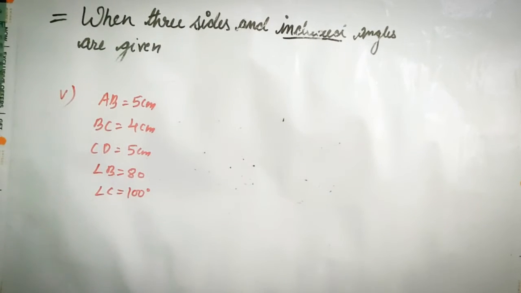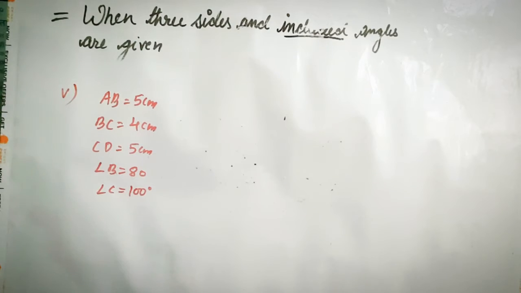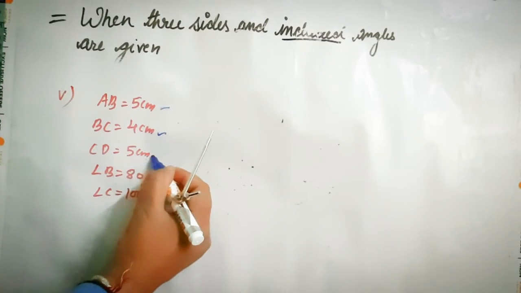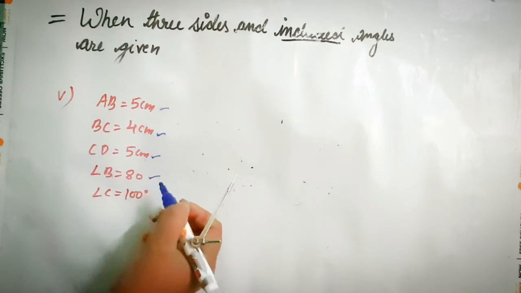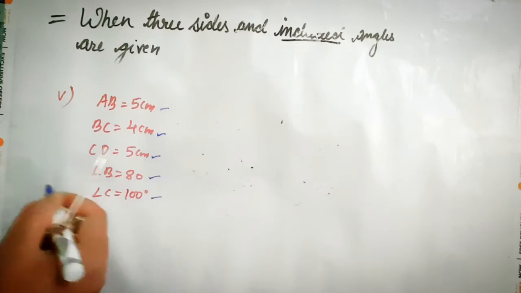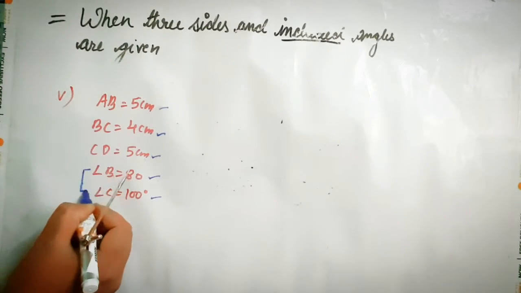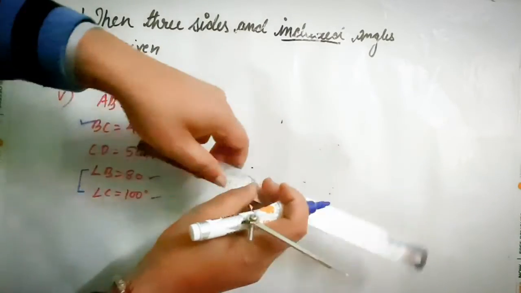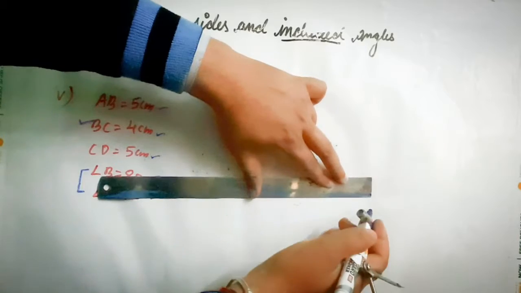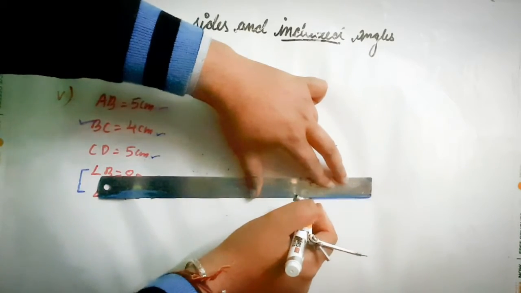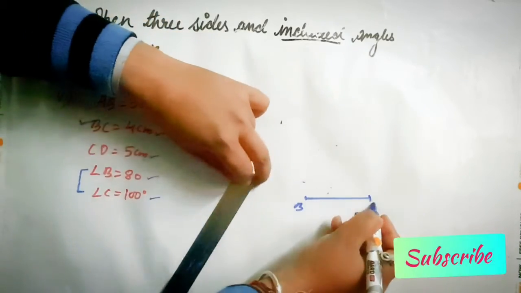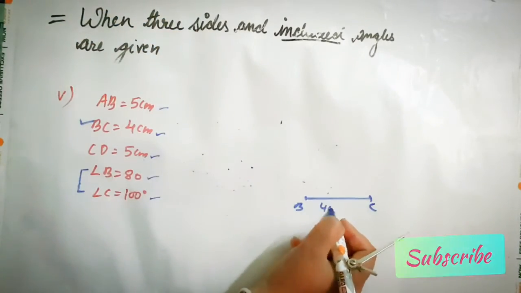See the last part of the exercise. So the question is, draw quadrilateral ABCD in which AB is equal to 5 cm, BC is equal to 4 cm, CD is equal to 5 cm, angle B is equal to 80 and angle C is equal to 100. So angle B and C are given. So we have to start our construction from BC. So draw BC equal to 4 centimeters. This is BC and it is given as 4 centimeters.